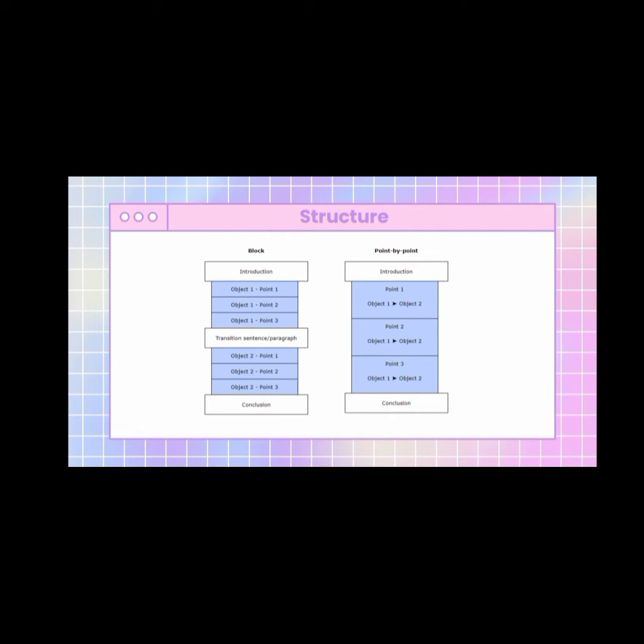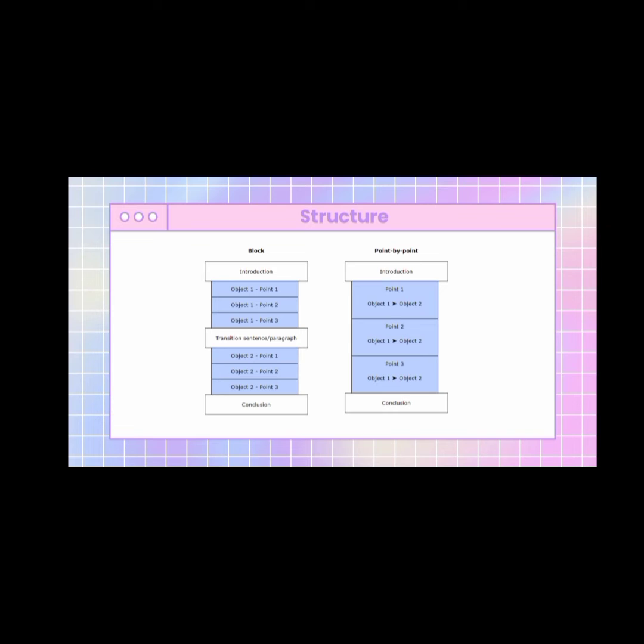This is the diagram of the types of structure, block and point by point. There are two main ways to structure a compare and contrast essay, namely using block and point by point structure. For the block structure, all of the information about one of the objects being compared and contrasted is given first, and all of the information about the other object is listed afterwards.